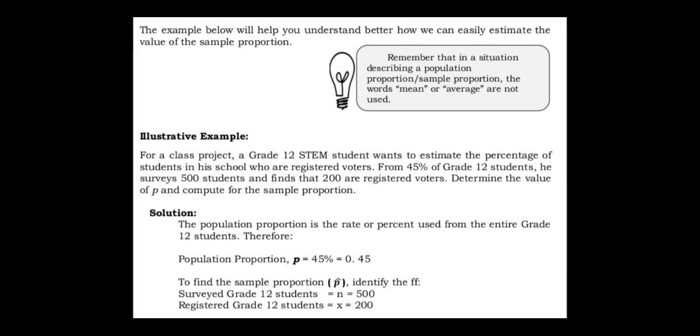The population proportion is the rate of 45% used from the entire grade 12 students. Therefore, the population proportion P is equal to 45%, and if converted to decimals, is equal to 0.45. To find the sample proportion p-hat, identify the following. Surveyed grade 12 students: n is equal to 500. Registered grade 12 students: x is equal to 200.